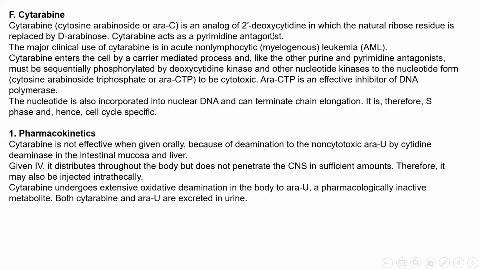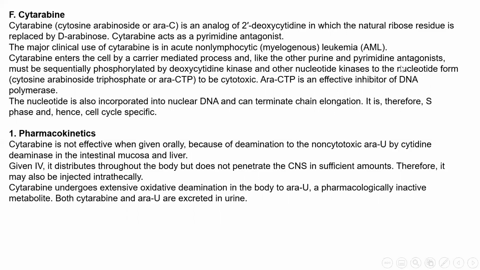So this drug is an analog of deoxycytidine, in which the natural ribose residue is replaced or changed to arabinose. The major clinical use of this drug is for AML, acute non-lymphocytic leukemia or myelogenous leukemia. Cytarabine enters the cells by a carrier-mediated process similar to what we saw with previous drugs.